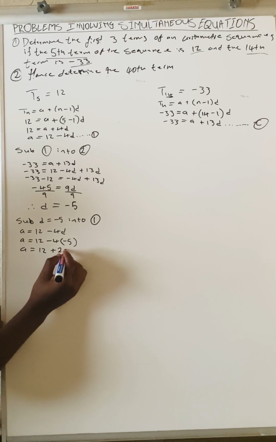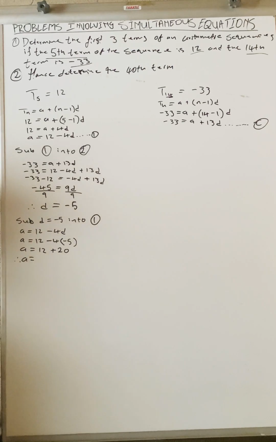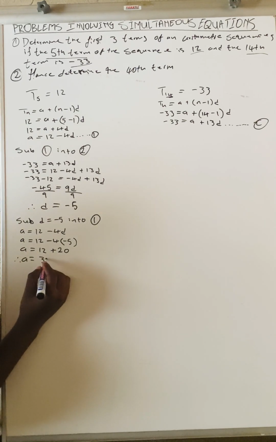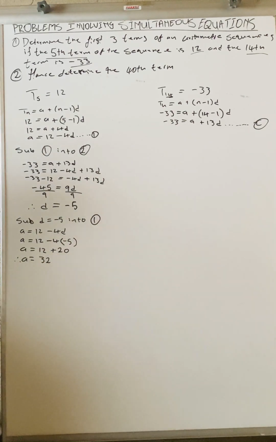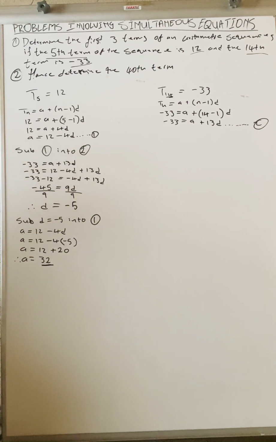Positive 20, right? Therefore your a is equal to 12 plus 20, which is 32. Then the question said, calculate the first 3 terms. We already know our first term, which is 32. Then from here, you write your general term.